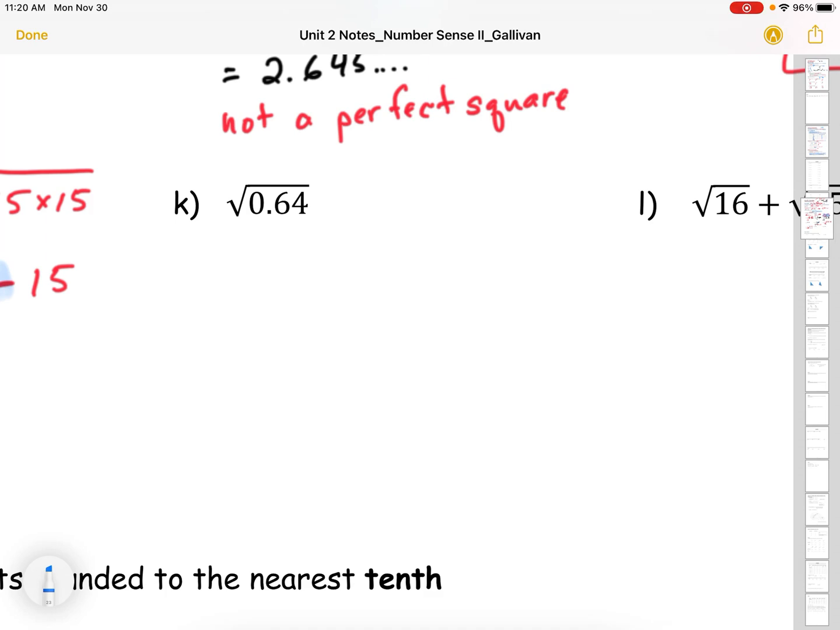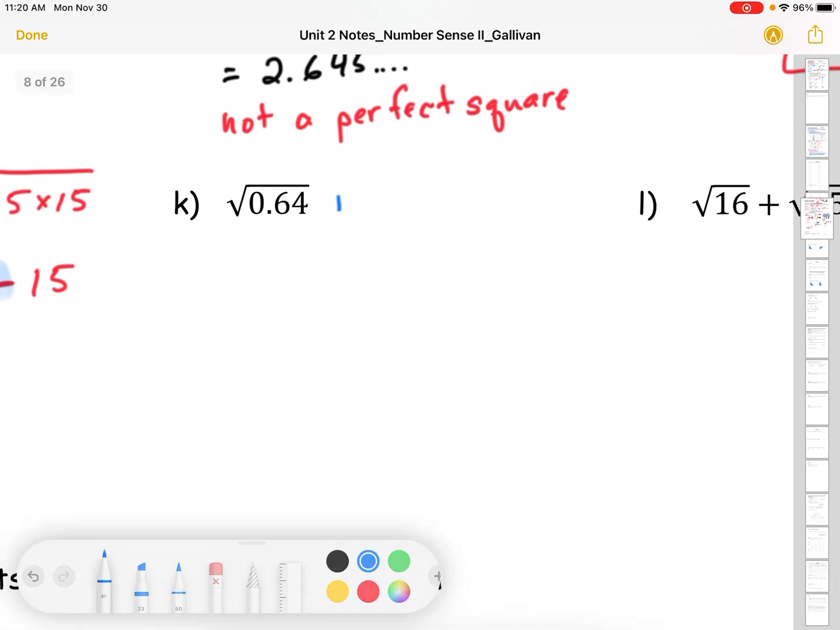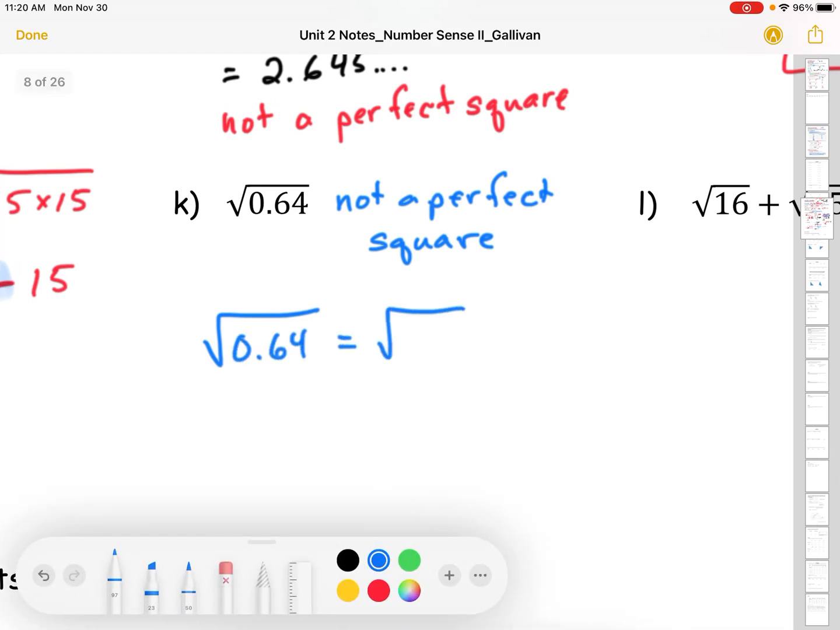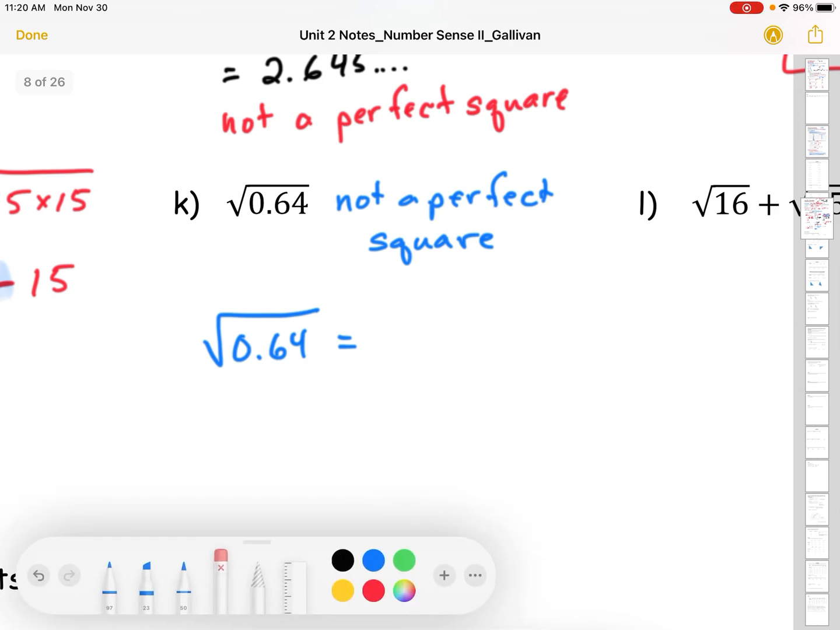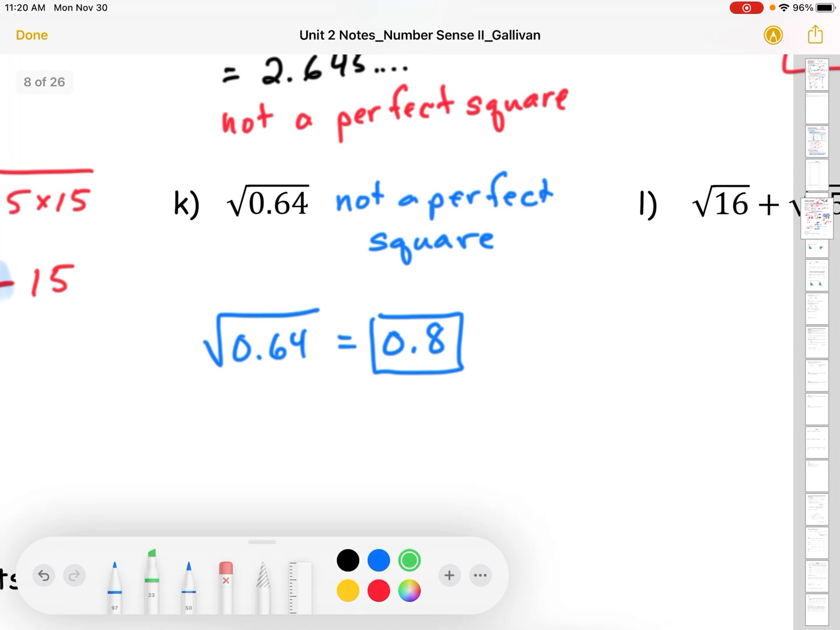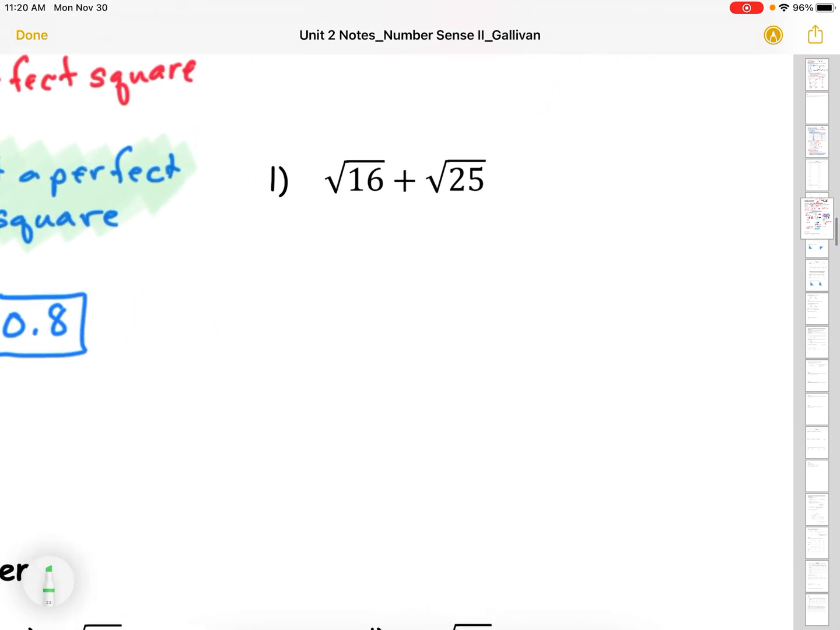Okay, 0.64. Now, again, it's a decimal, so it's not a perfect square. If I use my calculator button and find the square root, it will be equal to 0.8. So try that, and you should get that for it, but it is not a perfect square, so be aware of that, okay? Because we want a non-decimal answer.